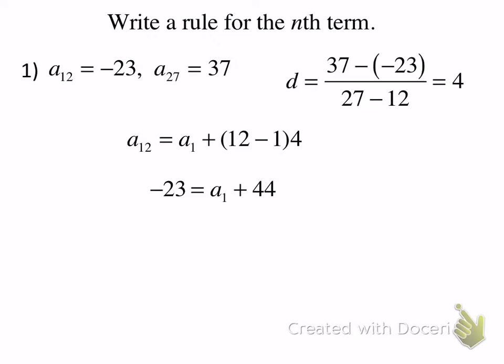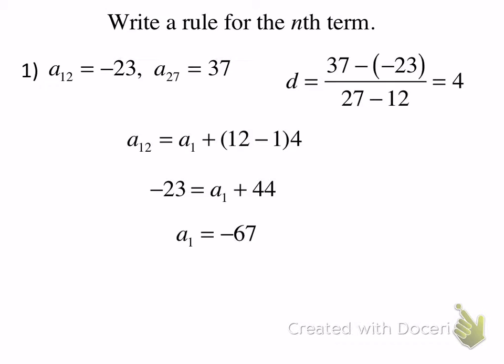Vivian? Not yet. What am I looking for? There's only one thing: a of 1. So what do I have to do to get a of 1 alone? You have to subtract 44. Subtract 44, and we get negative 67. So who's going to help me write the explicit rule for the nth term?